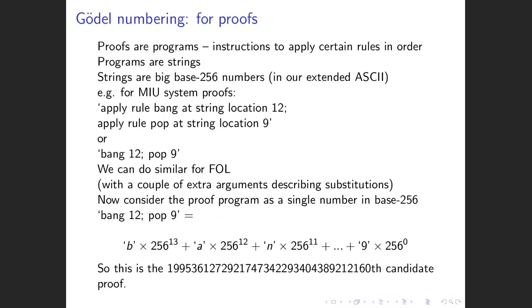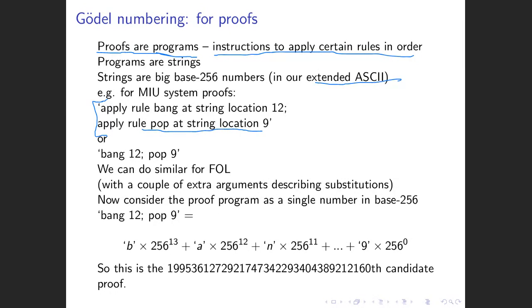That gives us a way to read a formula as a number. We can do the same thing for proofs, because remember, proofs are programs. A proof is just a set of instructions for when to apply a bunch of rules in a certain order, especially when you look at them in the Fitch notation that we saw today. So a proof is a program, and we saw this in Gary's proof of the MIU system. It's a program that says apply rule bang in position 12 and then apply rule pop at location 9. So you can write down a program describing your proof.